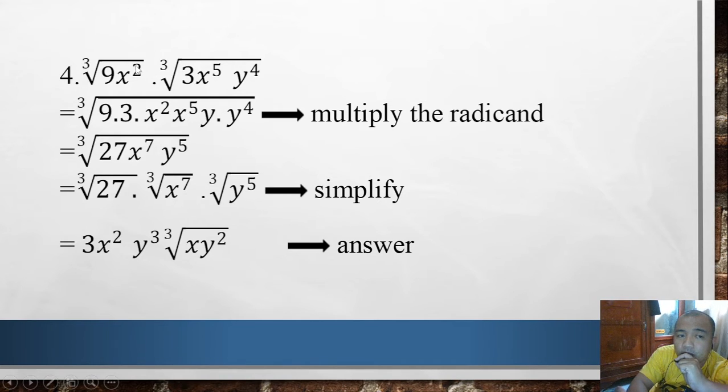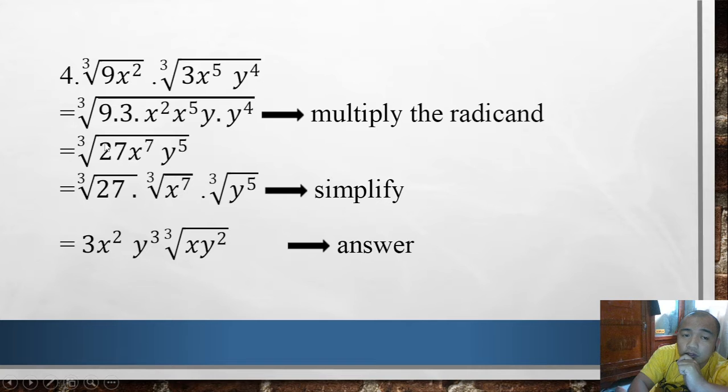So we have here cube root of 9x squared y times cube root of 3x to the fifth y to the fourth. So there is a y there. Multiply 9 times 3, 27. X squared times x to the fifth, x to the 7th, y. Okay, there's a y here, right? Y times y to the fourth power is y to the fifth power. So the answer is cube root of 27 x to the 7 y to the 5. We can still simplify this.